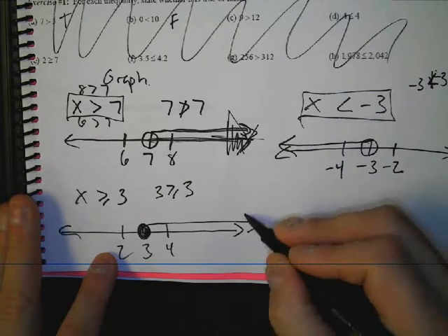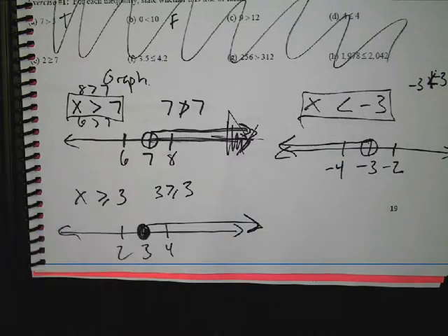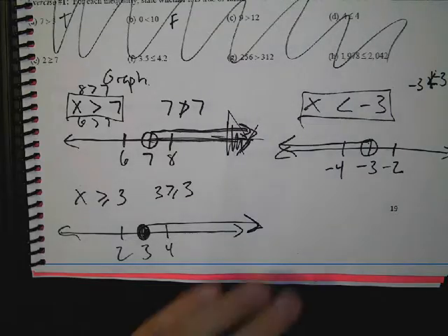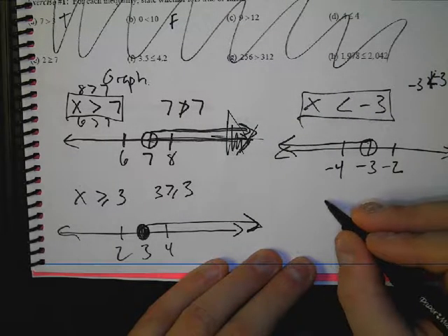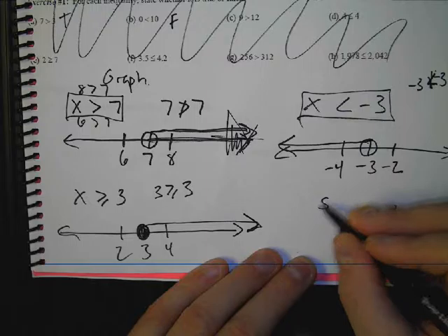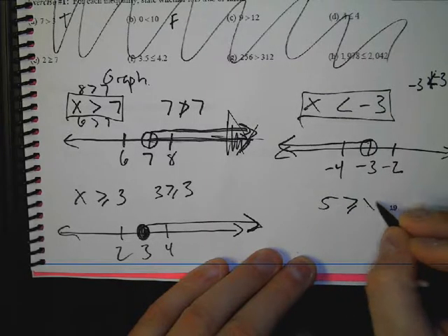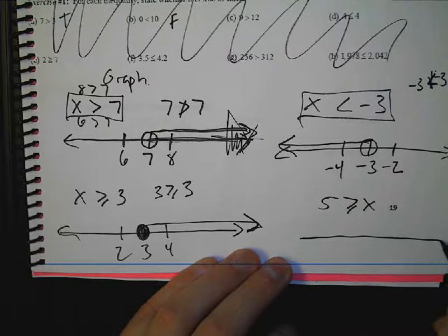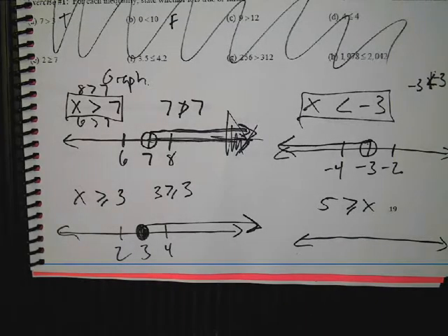All right, let's do one more. Now I'm going to try to trick you on this one. We'll use 5 greater than or equal to x. I'm going to reverse the x. I just want to show you something specific, and I want to make sure that you know it's not a generalization. It's all depending here. So I'm going to put 5 in the middle.